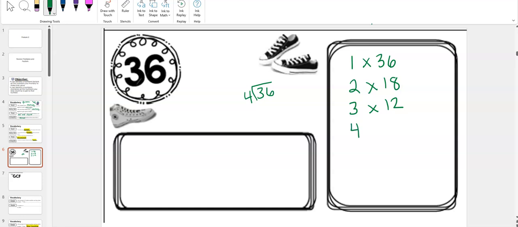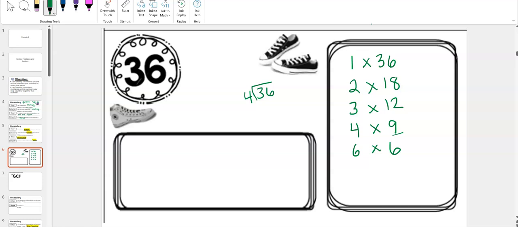Yes, 4 can go into 36. That's times 9. 5 cannot. 6 can go into 36 6 times. 7 cannot. 8 cannot. And then we're back at 9.